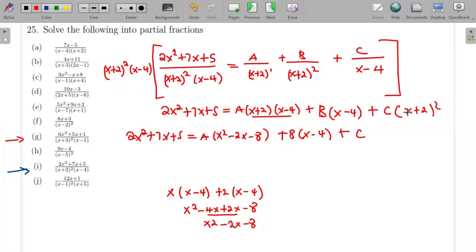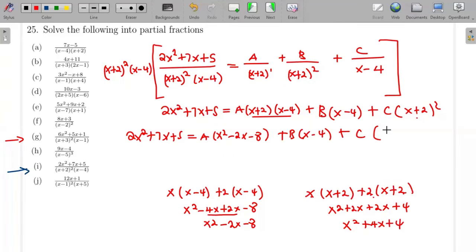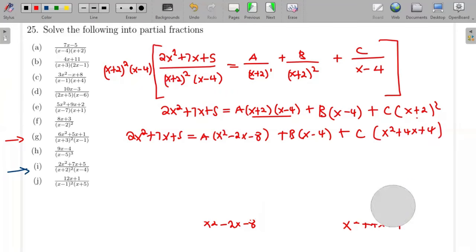Let's expand this. So this is (x plus 2) multiplied by (x plus 2). So that will be x(x plus 2), and then plus 2(x plus 2). So x multiplied by x is x squared, plus 2x, plus 2x, plus 4. So this gives me x squared plus 4x plus 4. All right, so that is what I have there.